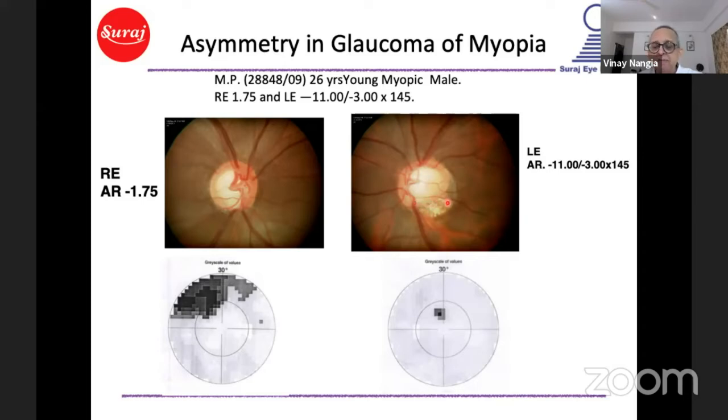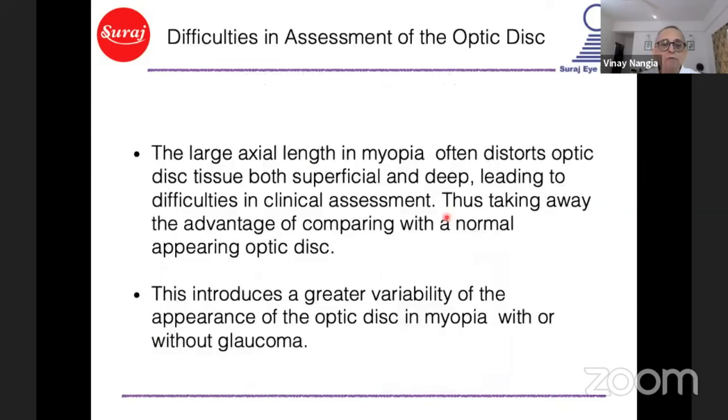a lot less in the left eye, which is very unusual, because when we talk of asymmetricity of glaucoma and myopia, then remember the eye that is more myopic generally will have much more glaucoma than the eye that is less myopic. So this actually goes against the rule of thumb.